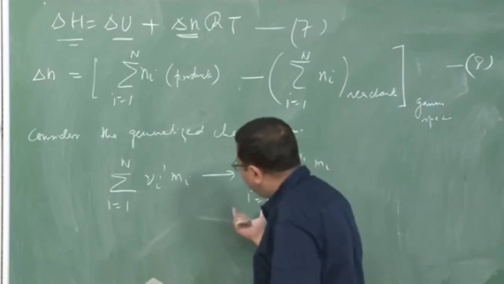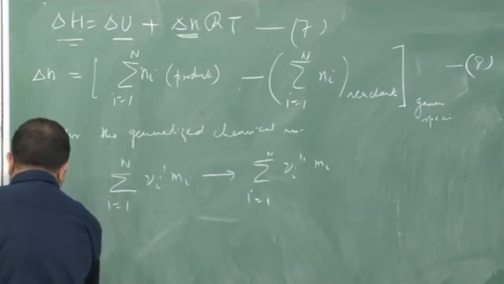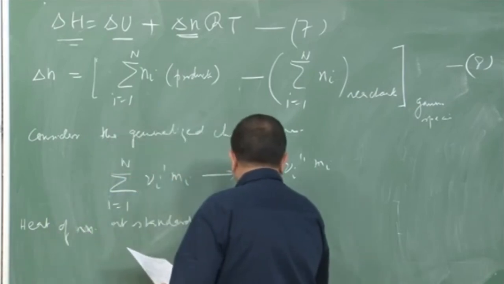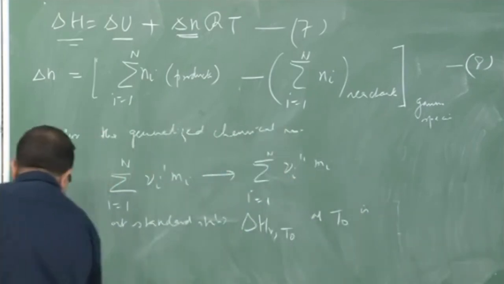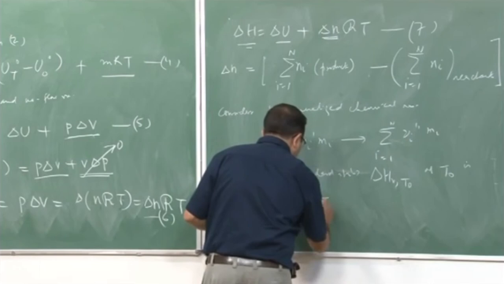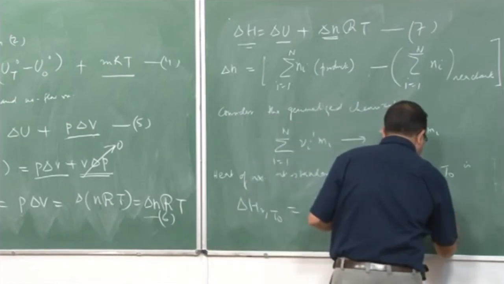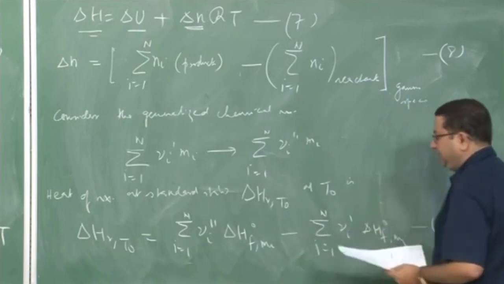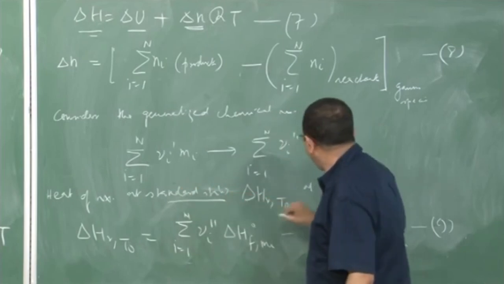Then, for this chemical reaction, the heat of reaction at standard state, that is delta H R at standard state T naught, where T naught is the standard temperature, is given by delta H R T naught, which is equal to nothing but the change in enthalpy of the products minus the change in enthalpy of the reactants in its formation state. Let me call this equation 9. So, this is the heat of reaction at its standard temperature T naught.